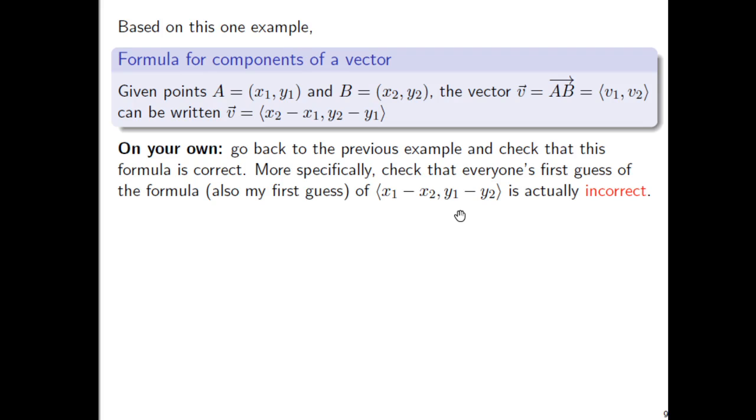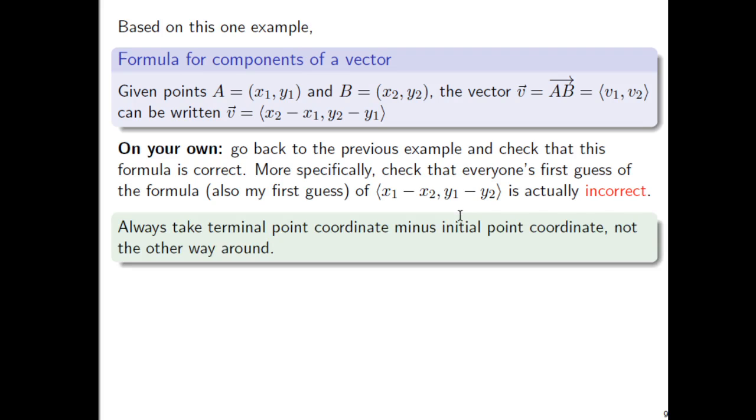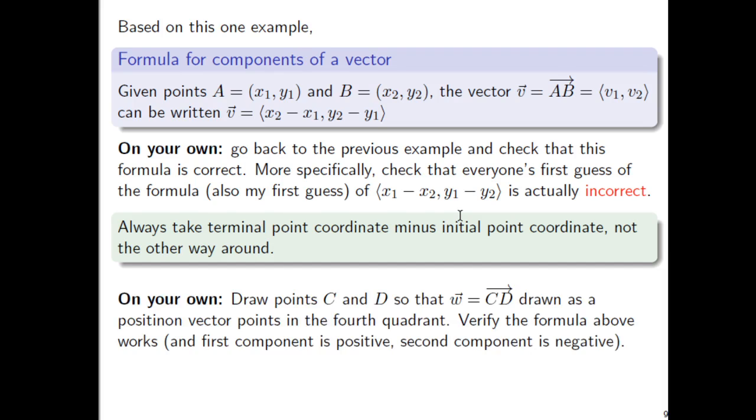To get the x component, we often want to take the x coordinate of the starting point and then subtract the x coordinate of the ending point. But it's got to be in reverse, right? So the way you originally think it ought to work just doesn't work. Just draw the pictures to convince yourself. You should always take the terminal point's coordinate, the ending point, and then subtract the initial point's coordinate, not the other way around.